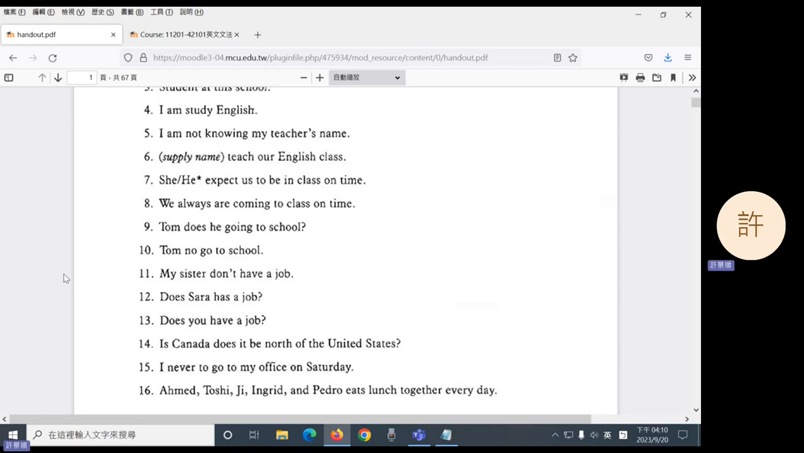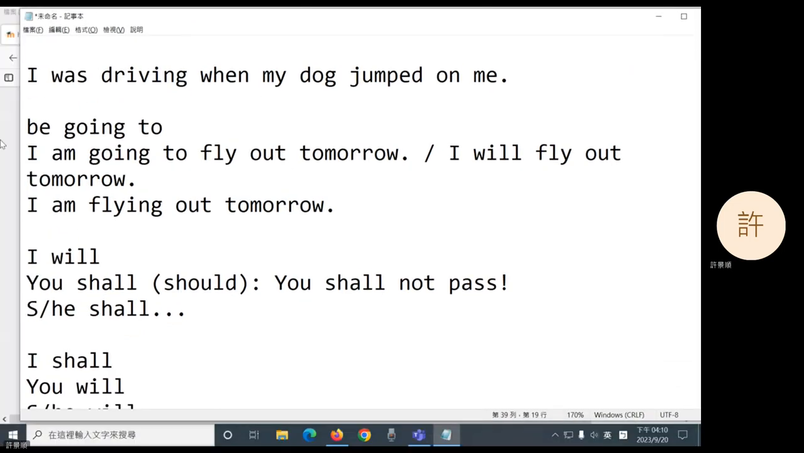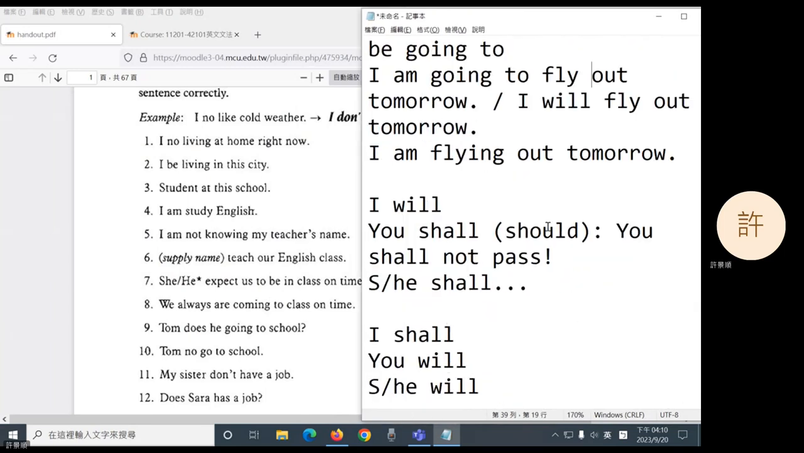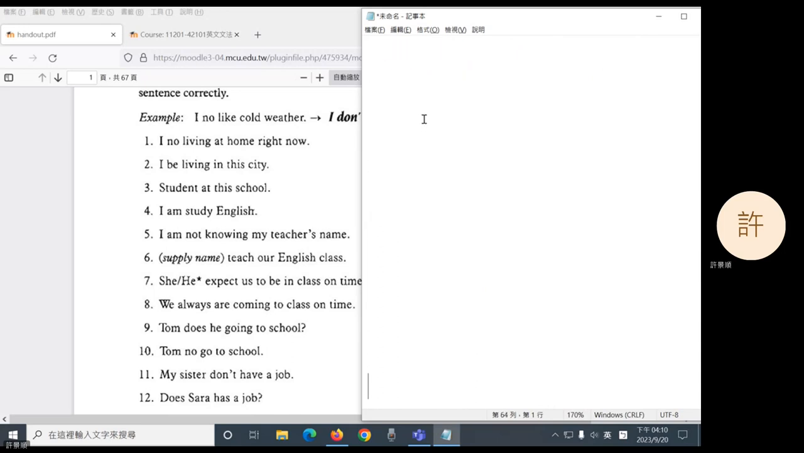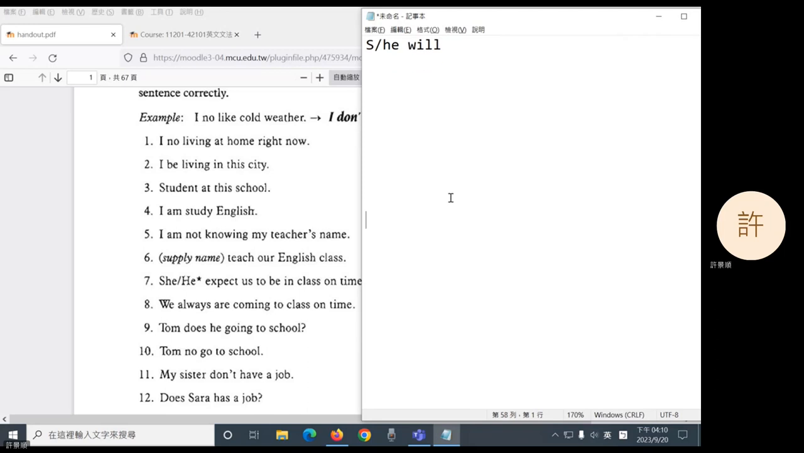Okay, let's compare answers. Question one, "I know living at home right now." Hang on, 等我一下. Okay, question one. "I know living at home right now." What is one possible answer? "I don't live at home right now." Do we have other answers? Yes. "I am not living at home right now." Good. Do we have other answers?